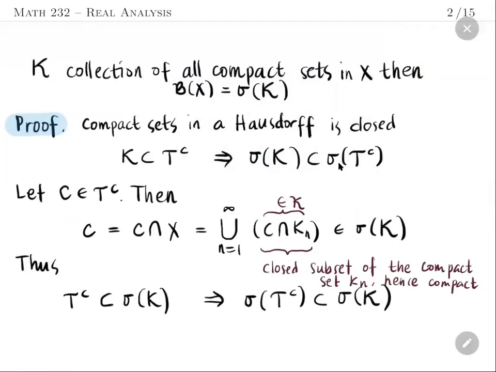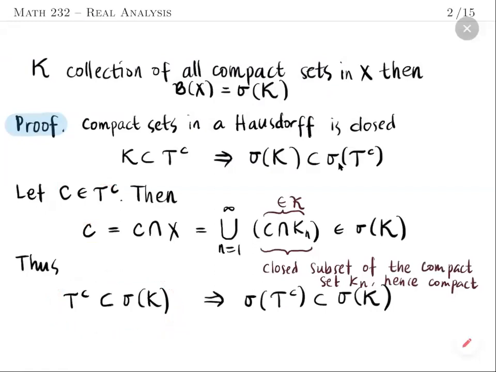Okay. So what we have shown here is that if I started with an element in the complement of the topology, then it is also an element of the sigma algebra generated by the compact sets. In other words, the complement of the topology is a subset of sigma of K. Sigma of K, therefore, is a sigma algebra containing the closed sets. Since this is the smallest sigma algebra that contains the closed sets, this implies that the sigma algebra generated by the closed sets is contained in the sigma algebra generated by the compact sets in virtue of this inclusion here.